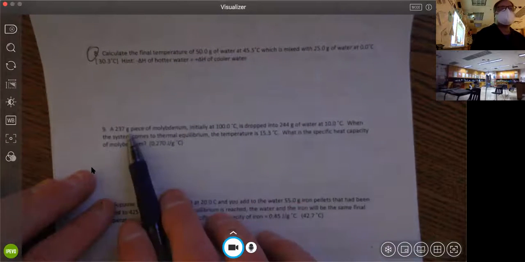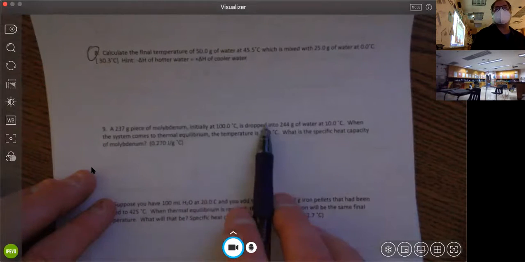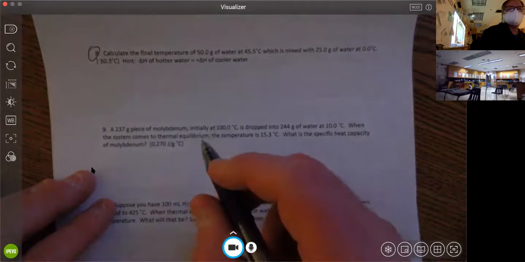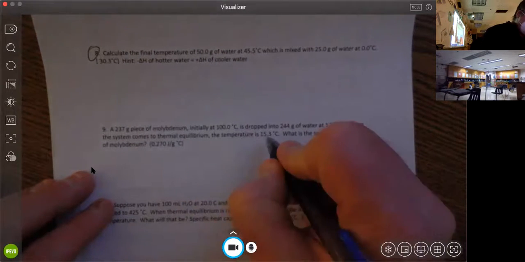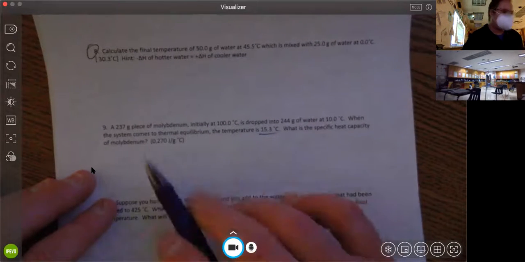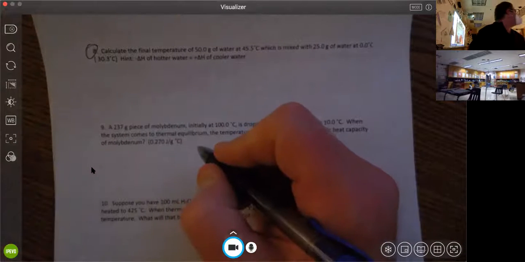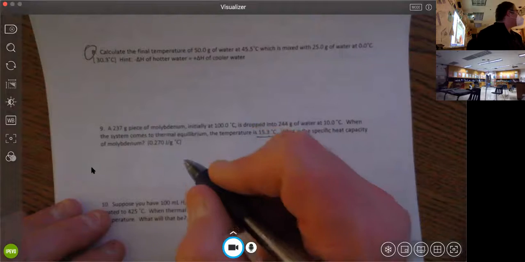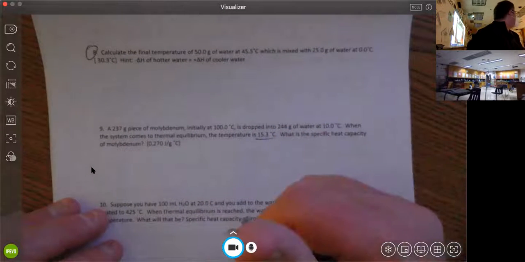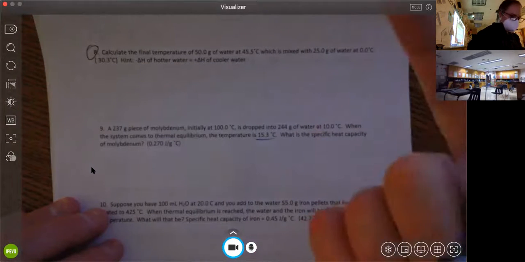So we have a piece of metal initially at 100, dropped into 244 grams of water at 10 degrees Celsius. The final temperature when it comes to equilibrium, or thermal equilibrium, is 15.3. What is the specific heat capacity of the metal? So again, you can set Q equal to negative Q on this. But since we're not having to solve for final temperature, we can solve for the Q of the water and compare it to the Q of the metal.